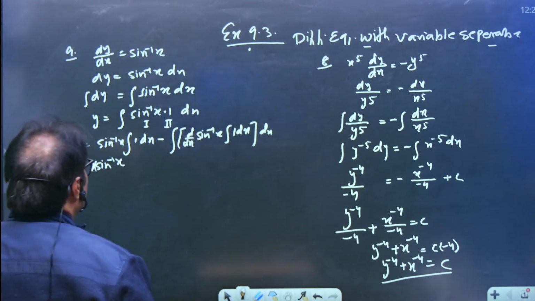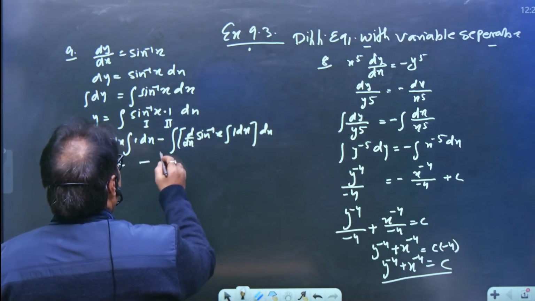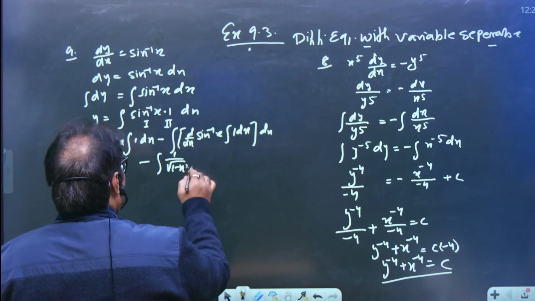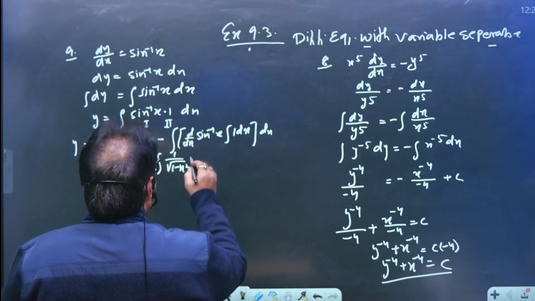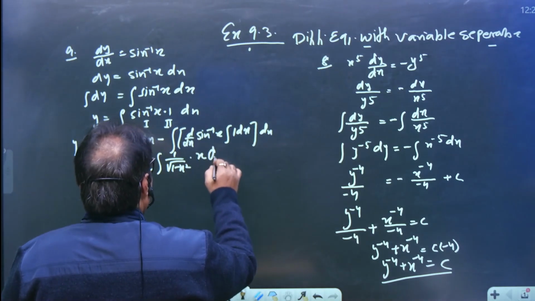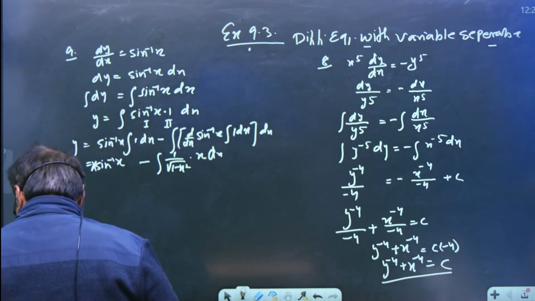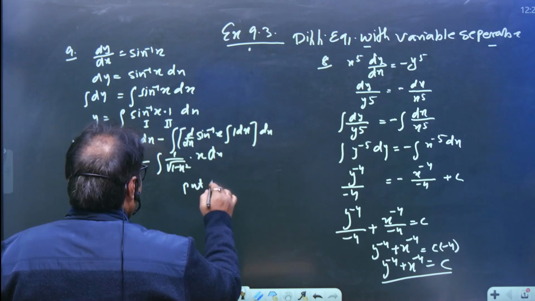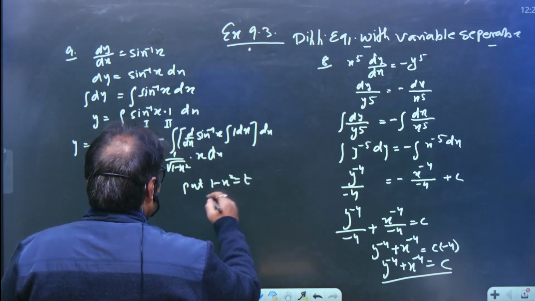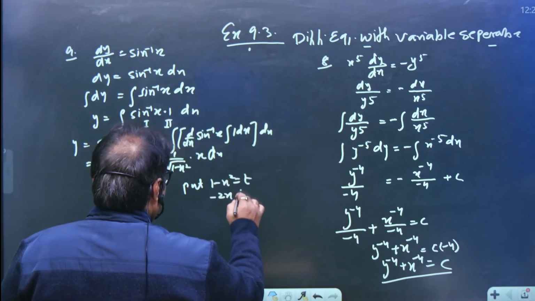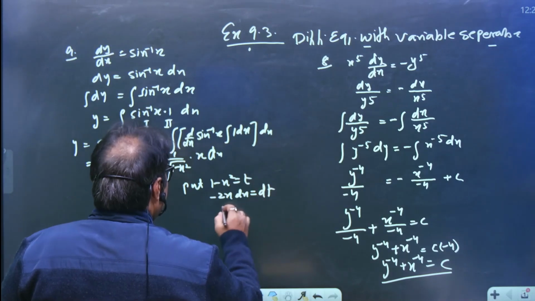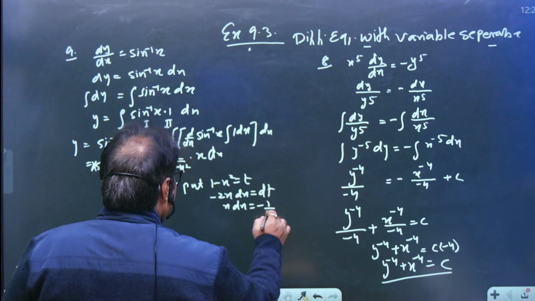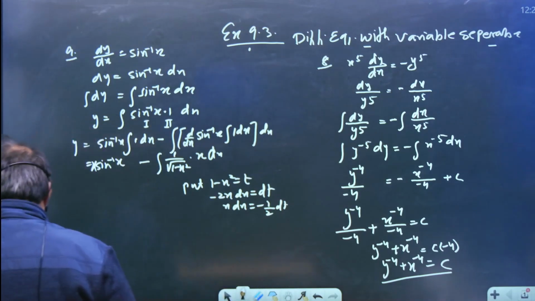So we can write x sin inverse x minus the integration of the derivative of sin inverse x, that is 1 upon root over 1 minus x square, and 1 dx, that is equal to x, and finally dx. Now put 1 minus x square as t, so we will get minus 2x dx is equal to dt. So x dx is equal to minus 1 by 2 dt.